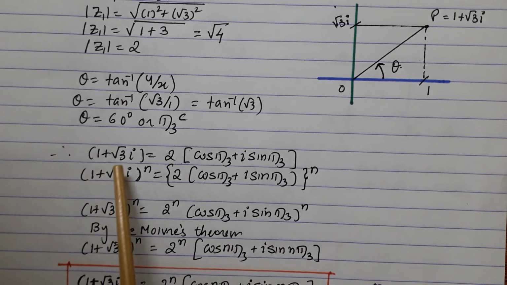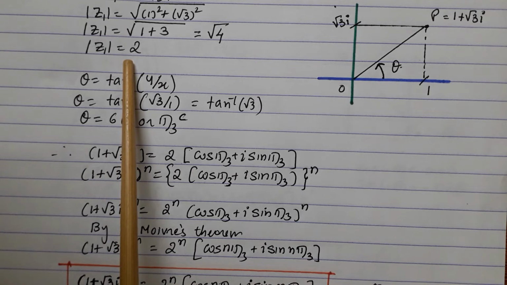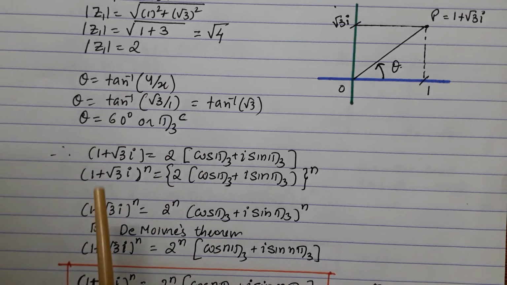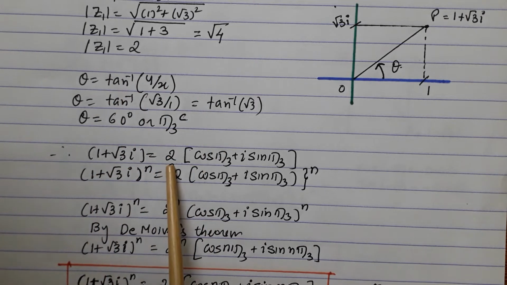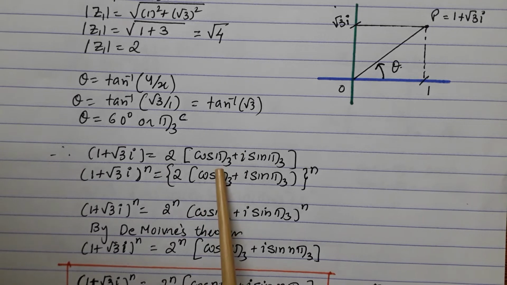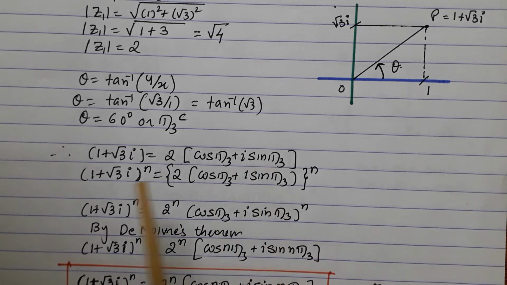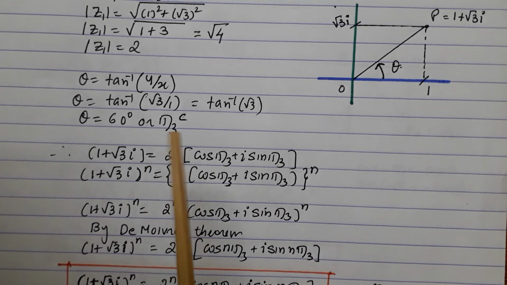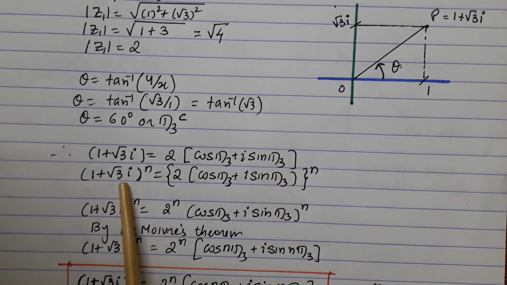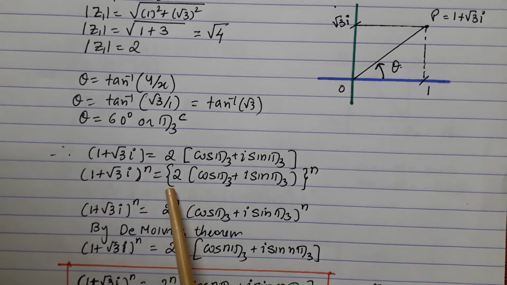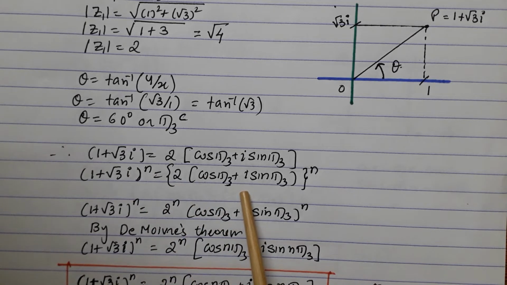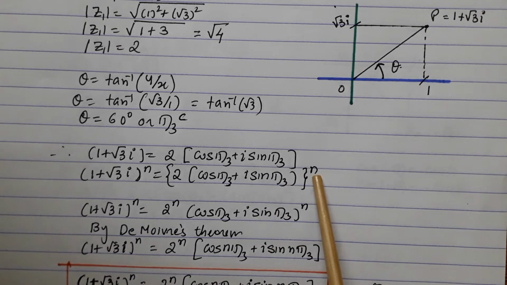Now let us write this number in the polar form as we have calculated the modulus and the argument. So 1 + √3i is 2 into (cos π/3 + i sin π/3). Now let us raise both the sides to the nth power. (1 + √3i)^n is equal to [2(cos π/3 + i sin π/3)]^n.